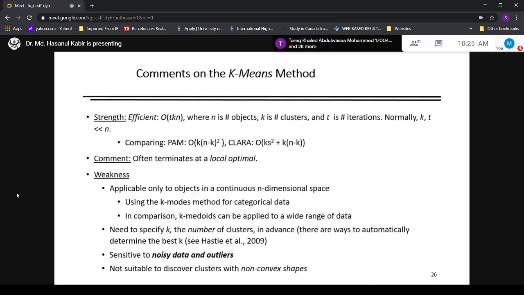Now, here we have a problem with the k-means algorithm. First of all, it has a chance to get stuck in a local minimum, as you can see from this particular picture.